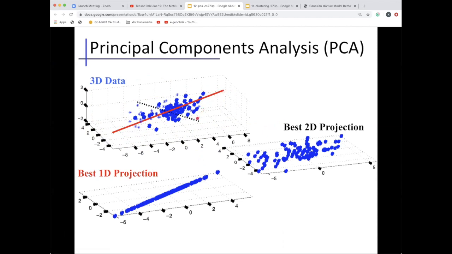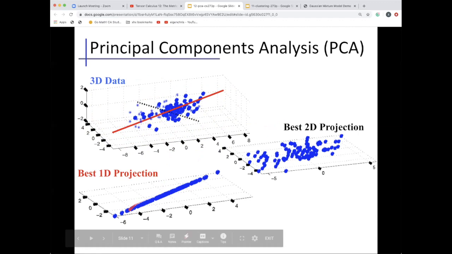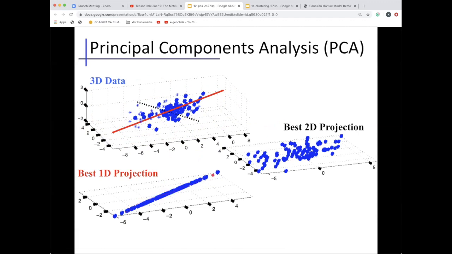Okay. And then, however, if I want to project them onto one line, that would be the projected data points here. So that's okay. But suppose I want to do better. Say, well, I want to project onto a two-dimensional space, a plane instead of a line. How do I do that?